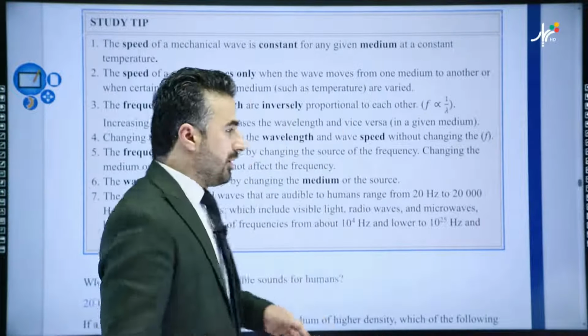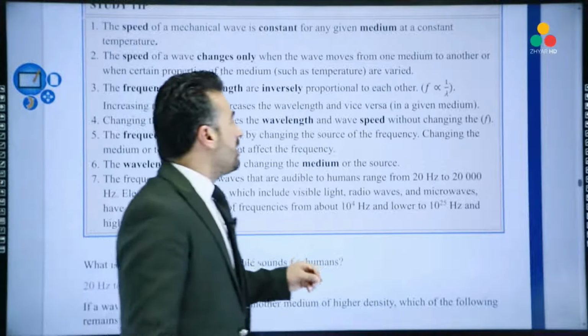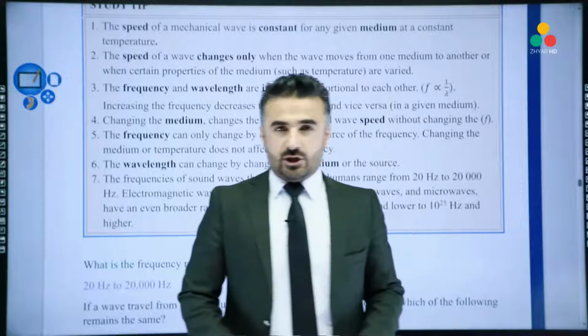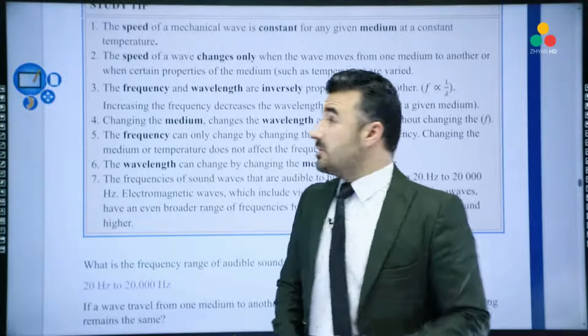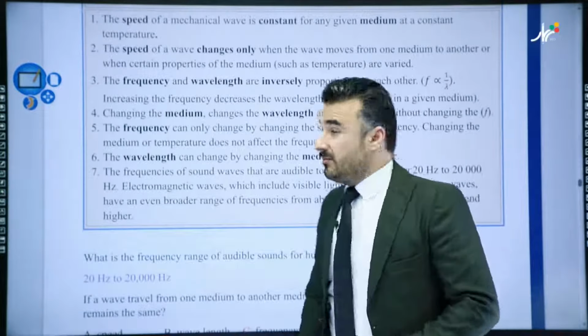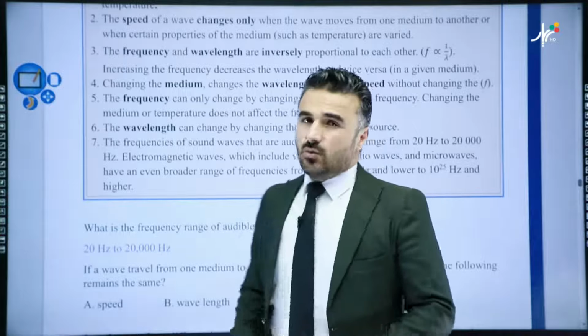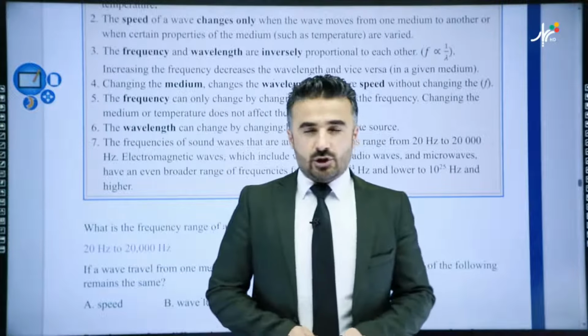regardless of their wavelength or frequency. Okay, and then the speed of a wave changes only when the wave moves from one medium to another, or sometimes when a certain property of the medium changes, like what? Like, for example, the temperature. Now, frequency and wavelength are inversely proportional, okay?